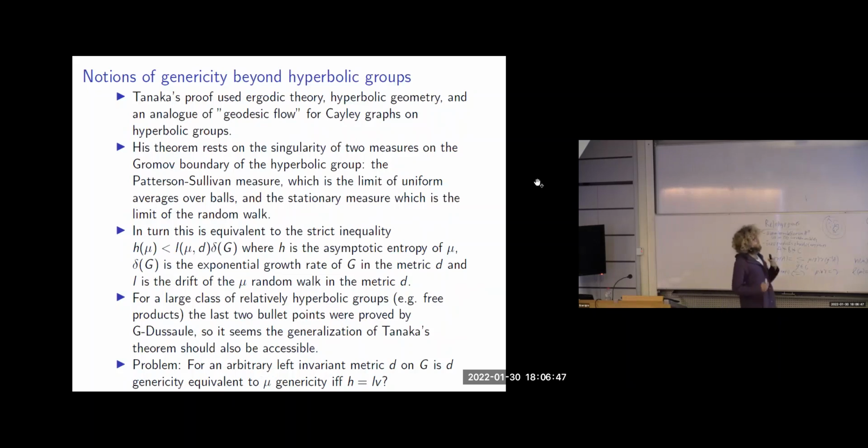Okay, and this is all, I have negative time, so this is all related to lots of ergodic theory, and you construct geodesic flows on groups. That's crazy, what does it mean, geodesic flow on groups? But it actually means something. It's also related to singularity of certain measures on boundaries, and Hausdorff dimension of these measures. And if you're interested, talk to me.